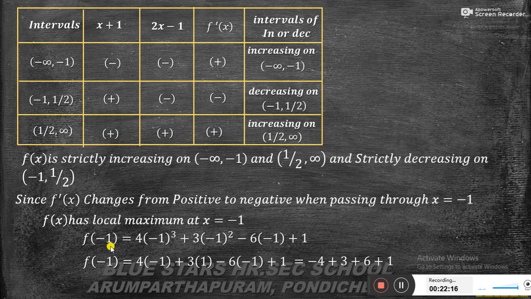So f of minus 1 equals 4 into minus 1 whole cube plus 3 into minus 1 whole square minus 6 into minus 1 plus 1. Minus 1 whole cube is minus 1, minus 1 whole square is plus 1, and minus 6 into minus 1 is plus 6, plus 1. Therefore minus 4 plus 3 plus 6 plus 1. So f of minus 1 equals 6. Therefore the local maximum value is 6.